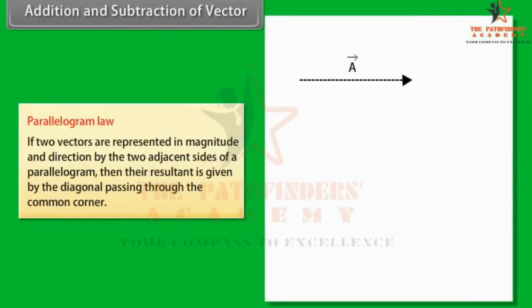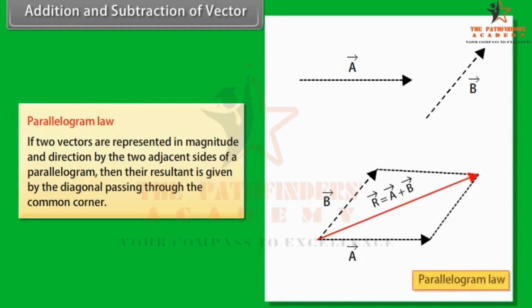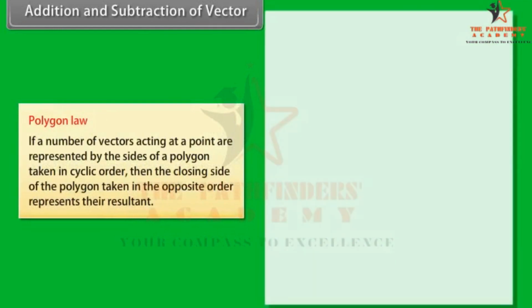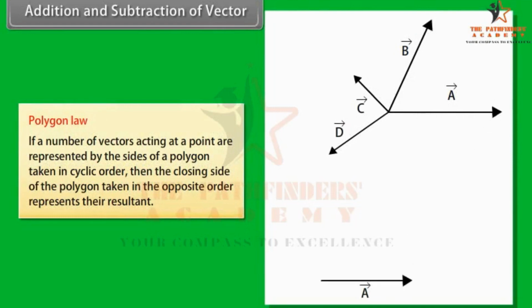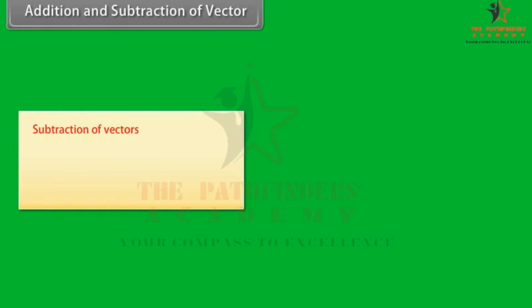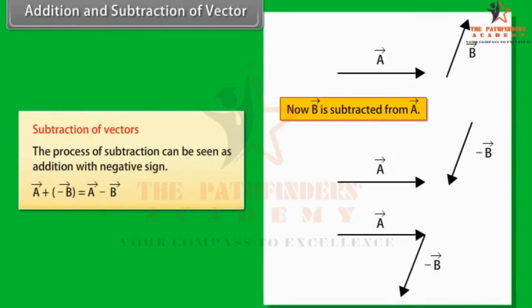If two vectors are represented in magnitude and direction by two adjacent sides of a parallelogram, then their resultant is given by the diagonal passing through the common corner. C. Polygon law. If a number of vectors acting at a point are represented by the sides of a polygon taken in cyclic order, then the closing side of the polygon taken in the opposite order represents their resultant. Subtraction of vectors. The process of subtraction can be seen as addition with negative sign given by.